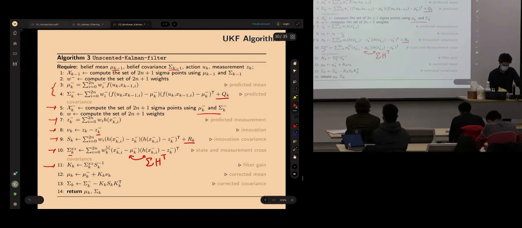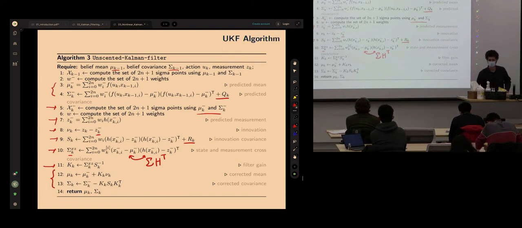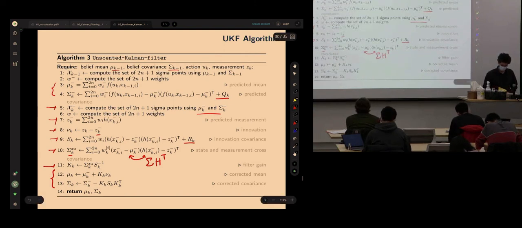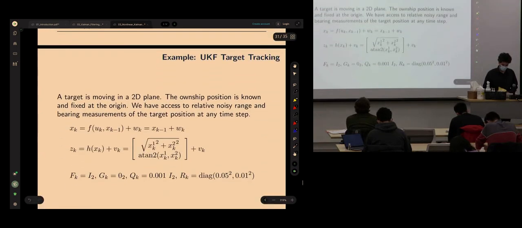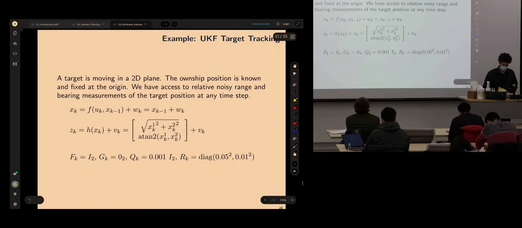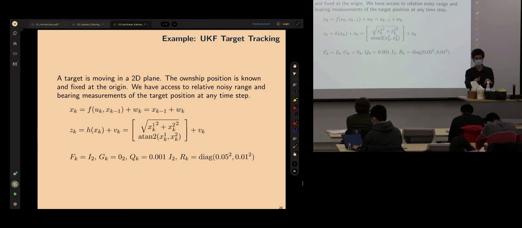Calculate the filter gain, update rule, and covariance update. The covariance update looks different, but it's equivalent to the previous equations. You can just expand it and see that you can get the other equations from it. Now, why? You can implement this for the same target tracking example. So the same problem that you apply EKF to, you can also apply UKF to. It's because you have the models, they're nonlinear. You get to choose which one, right?